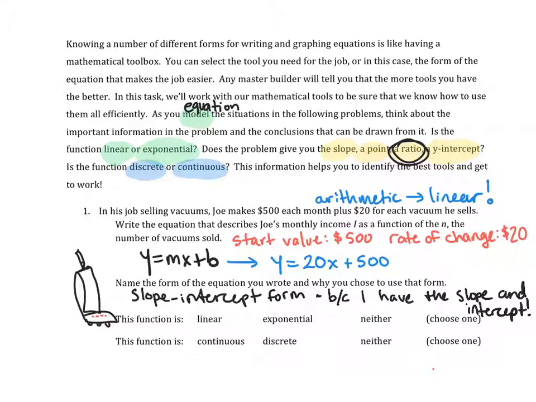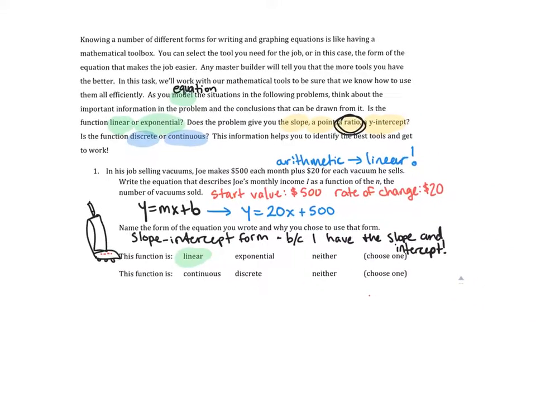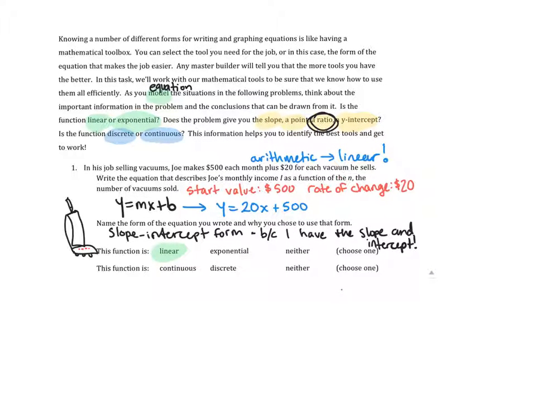Huzzah! Okay, now this function is linear or exponential. It is linear. This function is continuous, discrete, or neither. Interesting. Y'all, let's think. Let's think about what a graph of this would look like real quick. So, oh, not highlighter. Come back. Pencil.